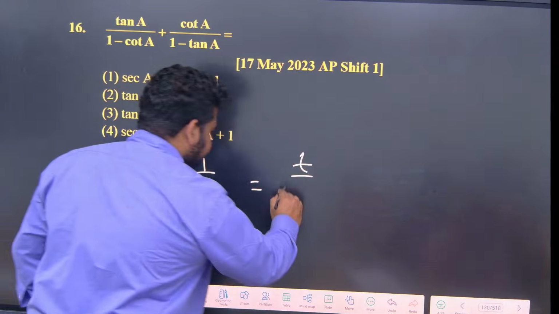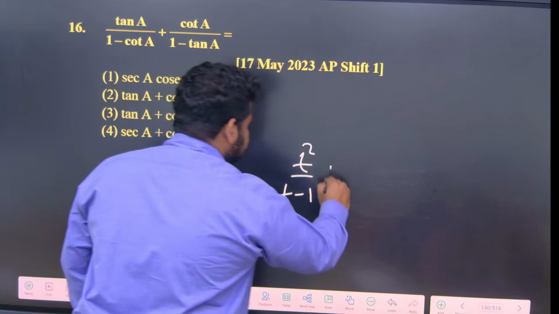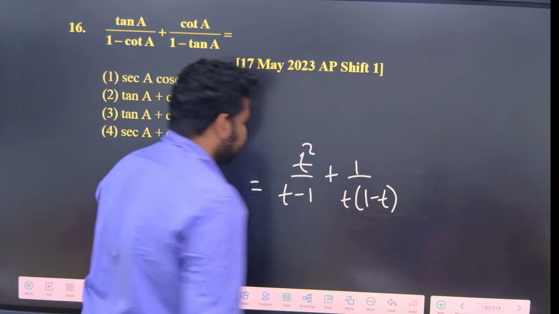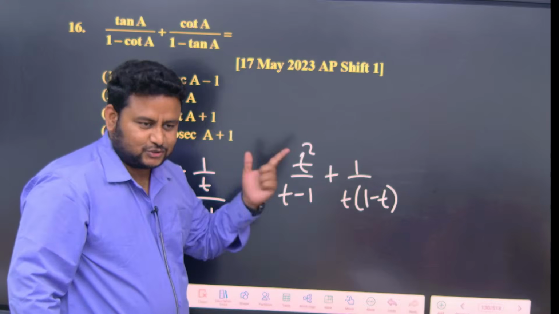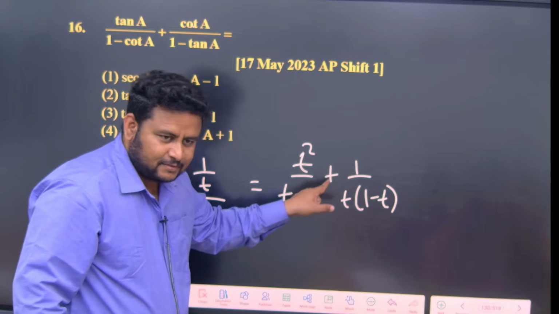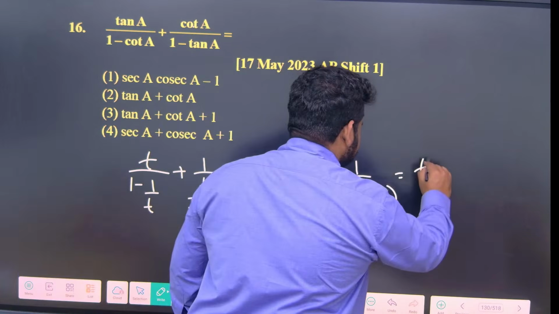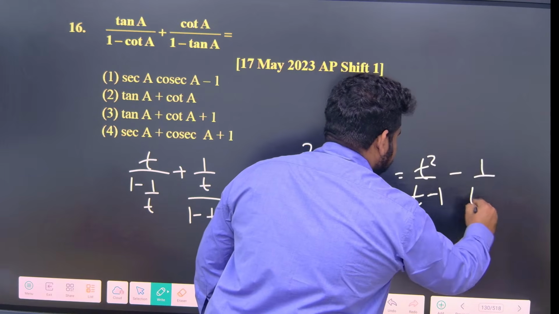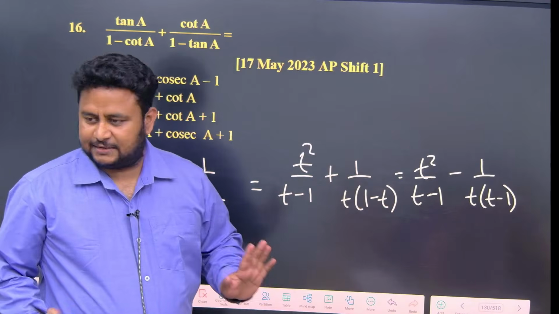So this will be t minus 1. T will go up, this will become t square, plus 1 by t into 1 minus t. Here t minus 1, here 1 minus t. I will make this as t minus 1. What I should do for that? This will become minus. Very good. So this will become t square by t minus 1, minus 1 by t into t minus 1.